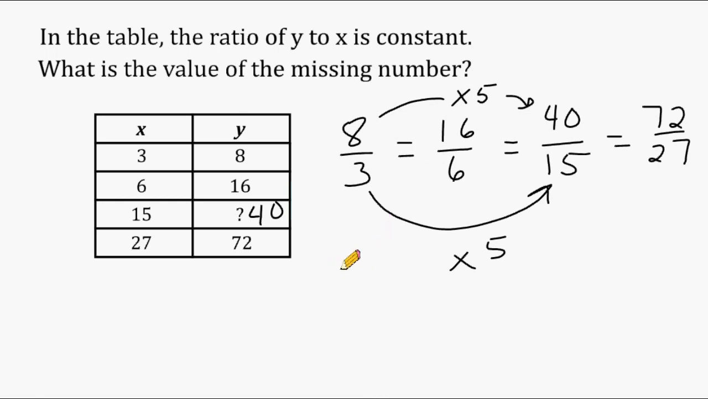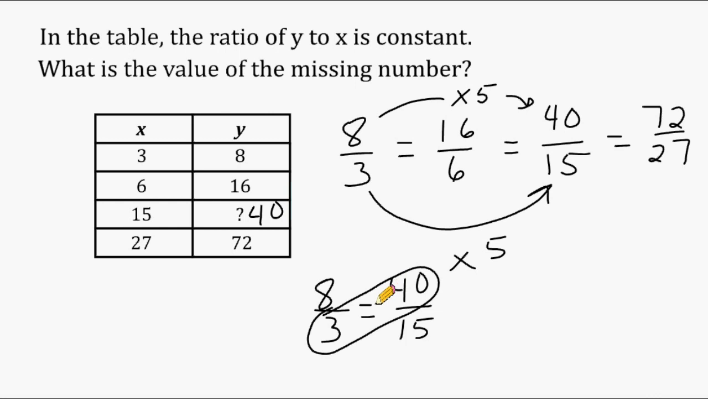Now, if we wanted to check that a bit further, we could take 8 to 3, which is the ratio of y to x, and compare it to 40 to 15 by cross multiplying. Remember, when two ratios are equivalent to each other, when you cross multiply, you should come up with the same result. So if we multiply 3 times 40, that's going to give us 120. And if we multiply 8 times 15, that as well is going to give us a total of 120, which confirms our results. All right, let's go on to the next problem.